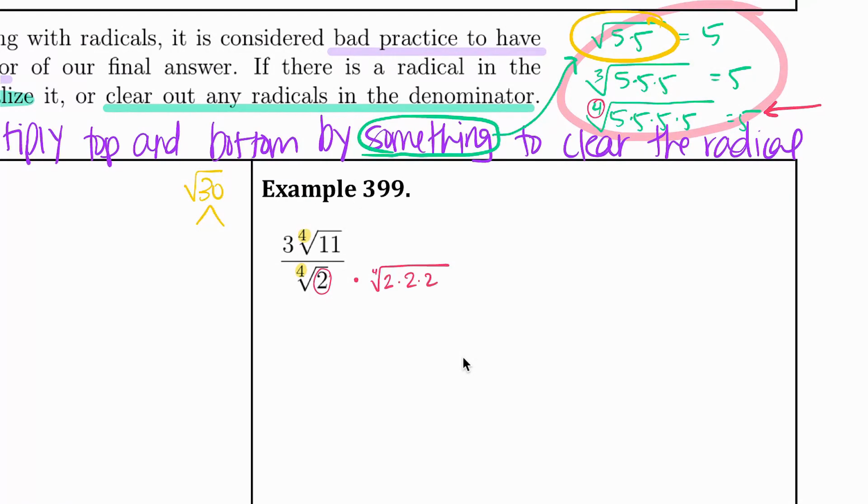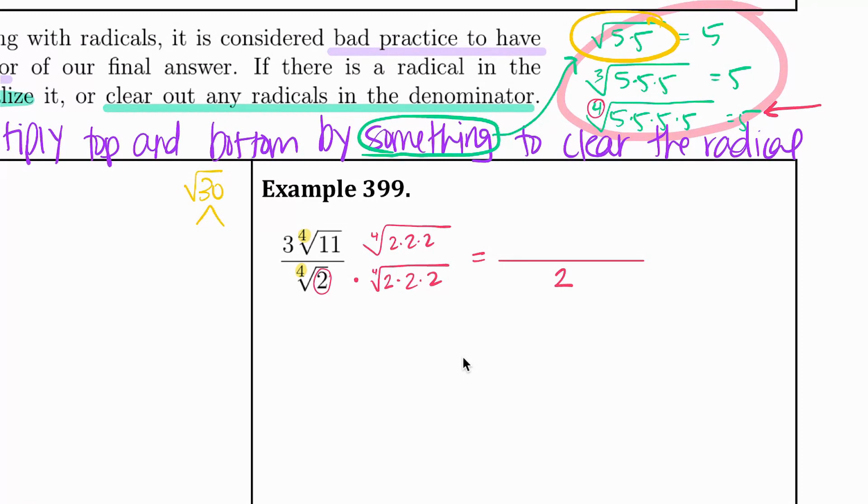And if it's a little bit easier to write, you could also say times 2 to the third power. Whatever helps you see what's going on a little bit better. We're going to do the same thing to the top, times 2 times 2 times 2. And let's see why that helps us. On bottom, we have the fourth root of 2 times 2 times 2 times 2, which is just 2. That's why we chose that, because it gets rid of our radical.